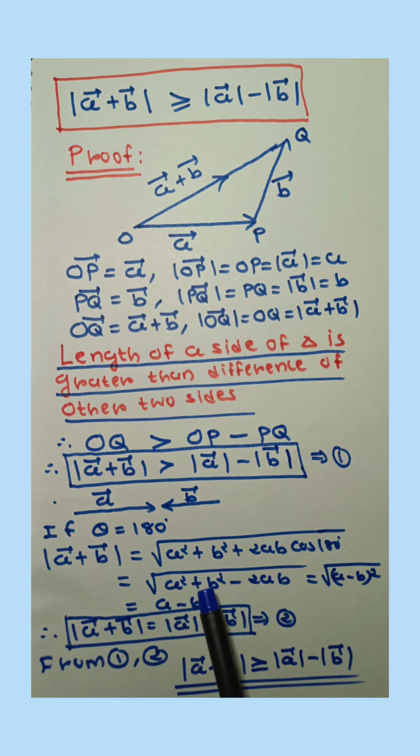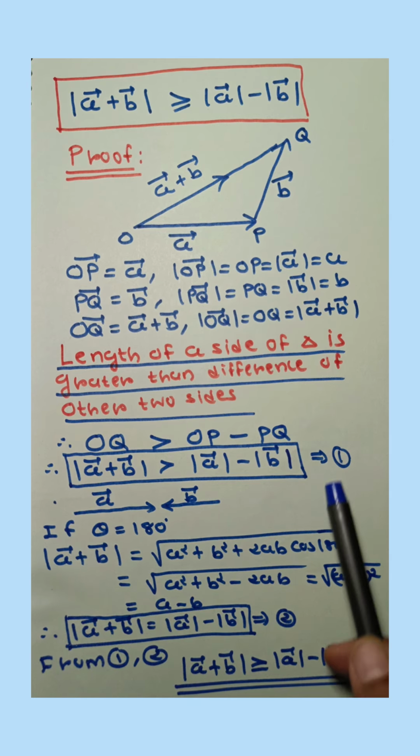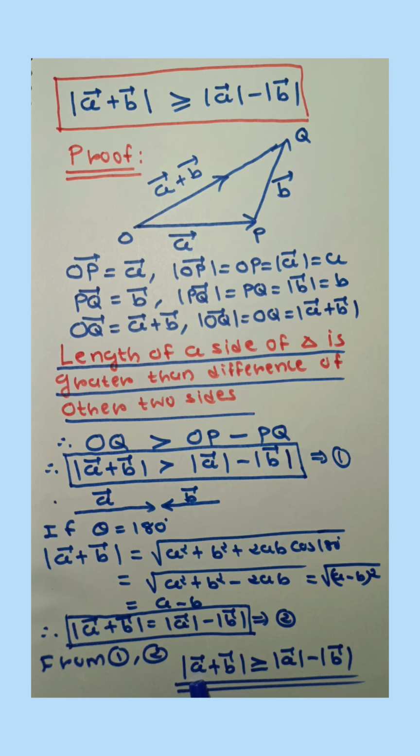So square root of A² + B² − 2AB. It means square root of (A − B) whole squared. So it is A − B. So |A vector + B vector| is A − B. It means |A| − |B| vector, equation 2. Now from 1 and 2, |A vector + B vector| is equal to or greater than |A vector| − |B vector|.